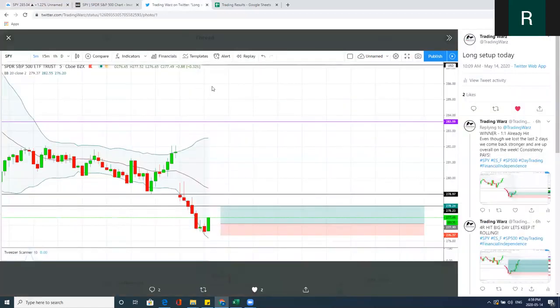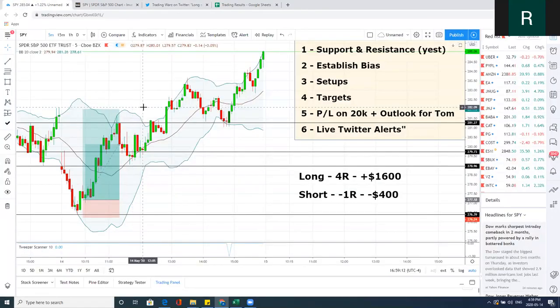Okay. And here on my Trading Wars Twitter today, guys, I call this setup out at 10:09. All right. And even though the last 2 days haven't been the greatest for us, we still come back and make money today, and we're still profitable on the week. So that's what you have to look for. Look for the long run, and don't get caught up with the little setbacks that happen. Okay. Look into the long run.